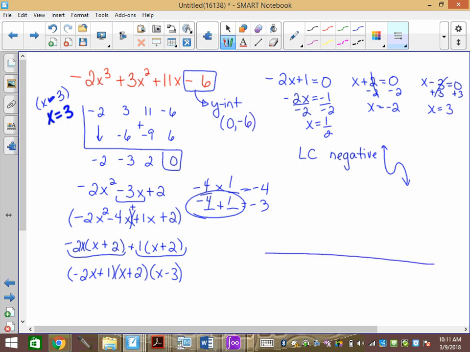So if I go to sketch this, I don't want to go back. Okay, I have an x-intercept at 1/2. I have an x-intercept at -2. I have an x-intercept at 3. All of these x-intercepts I'm going to go straight through, right? Why am I going straight through them? Because they're not squared or cubed. There's just one of them. So boom, straight through. I have a y-intercept at -6.